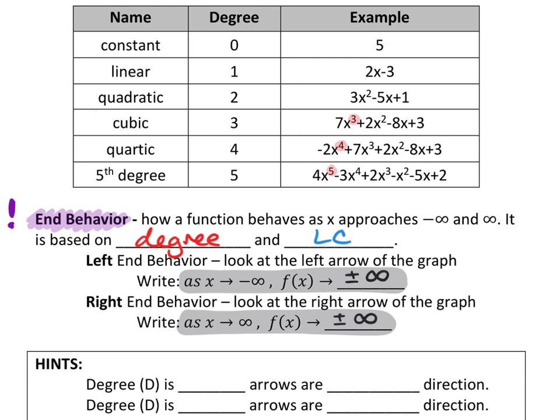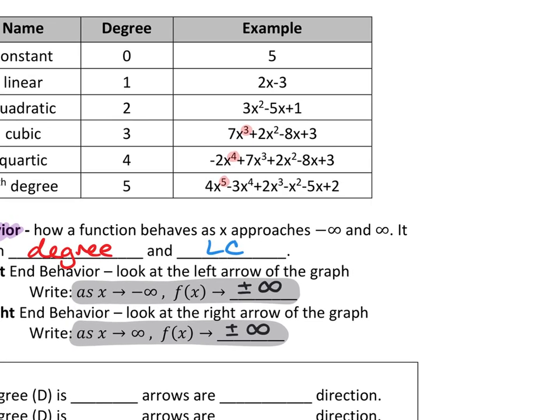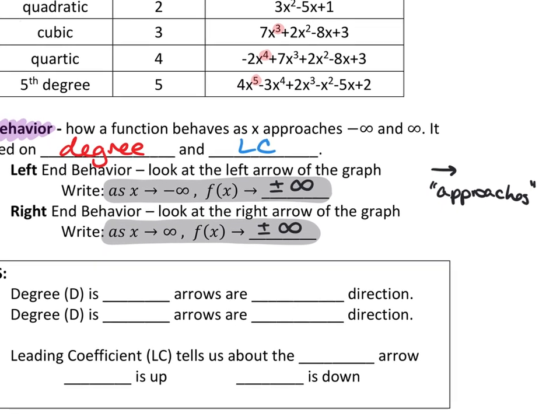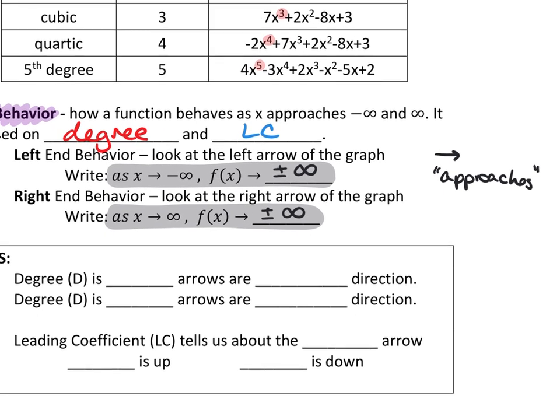This arrow, by the way, this is probably important to write down. When you see an arrow like that in math, it is the word approaches. So don't say arrow, say approaches. You would say as x approaches infinity, f of x approaches positive or negative infinity. That's how you'd say that. Now this is not going to make sense till we do a couple examples, and I promise you it's confusing until it's not confusing, so stick with me.